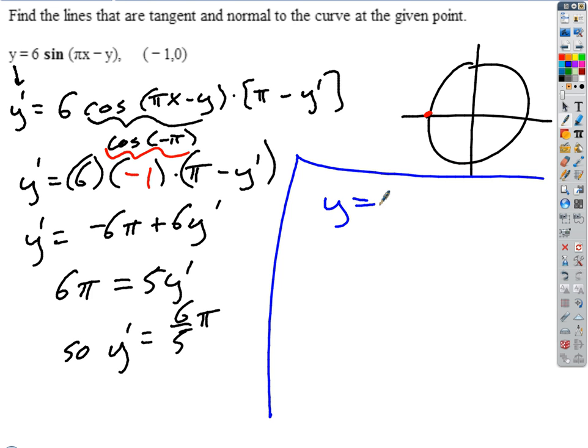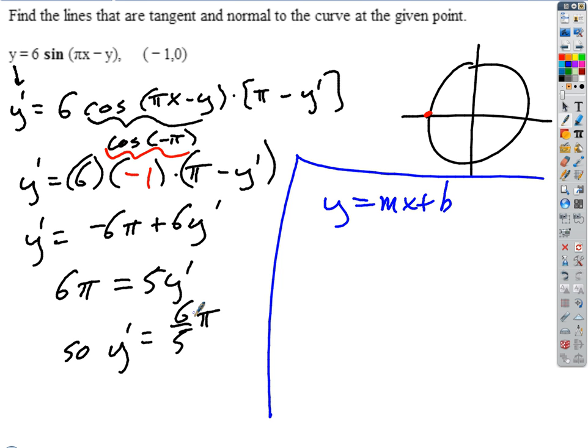Good. So if y equals mx plus b, there's the slope of the tangent line. Now for the normal line, what's it going to be? Negative 5 over 6 pi. Yeah, -5 over 6 pi, exactly. Does that make sense? Because the pi goes with the numerator, right? Yeah. Okay, and so if we can do this one, we can do that one.